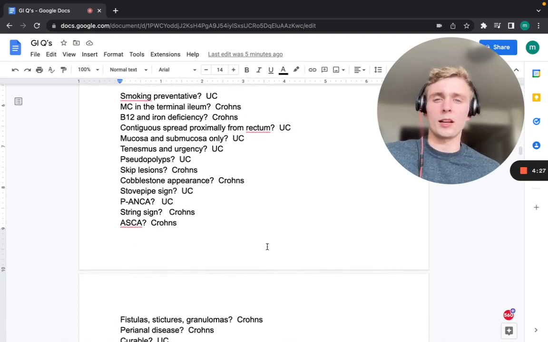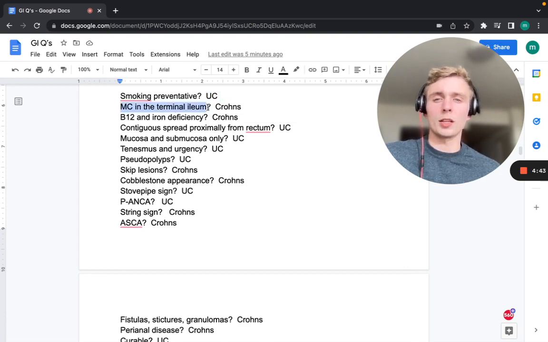So smoking is preventative in ulcerative colitis, actually, and it makes it worse in Crohn's. So I guess it blunts the immune response in ulcerative colitis. Remember, it's autoimmune after all, so smoking is going to blunt the immune response. It's actually helpful for ulcerative colitis.